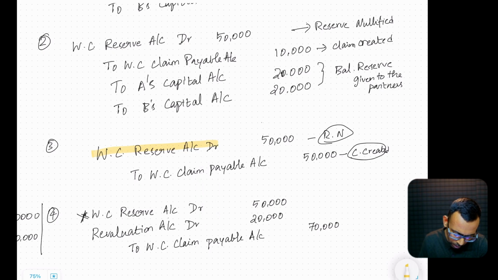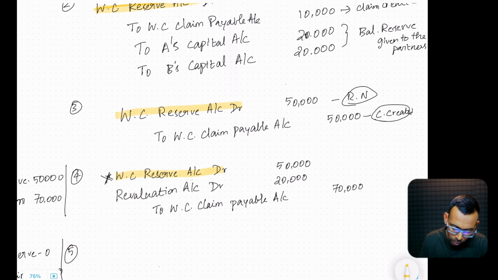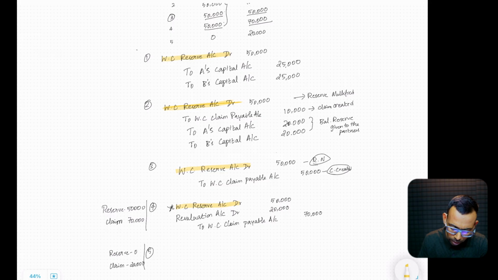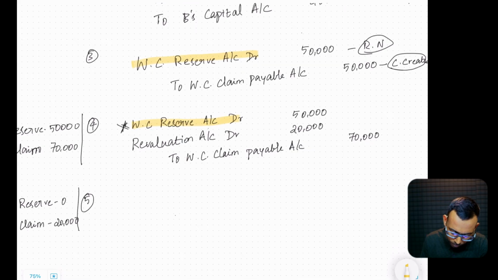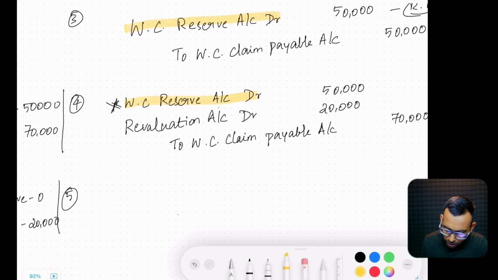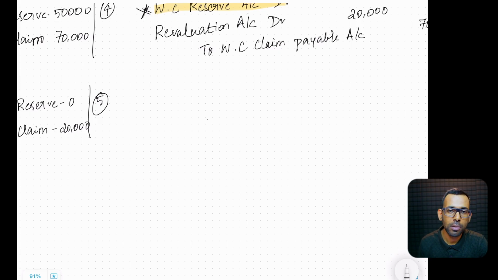Therefore I was debiting workman compensation reserve in all four journal entries, because this problem itself had a balance sheet amount of 50,000 reserve. So I was able to happily debit the reserve in all the previous four scenarios. But in this scenario, as per our assumption, the balance sheet does not contain any reserve. So we cannot debit workman compensation reserve. Even if you debit that, what amount will you fill? There is no reserve, right? So there is nothing to be demolished. So don't bring workman compensation reserve.